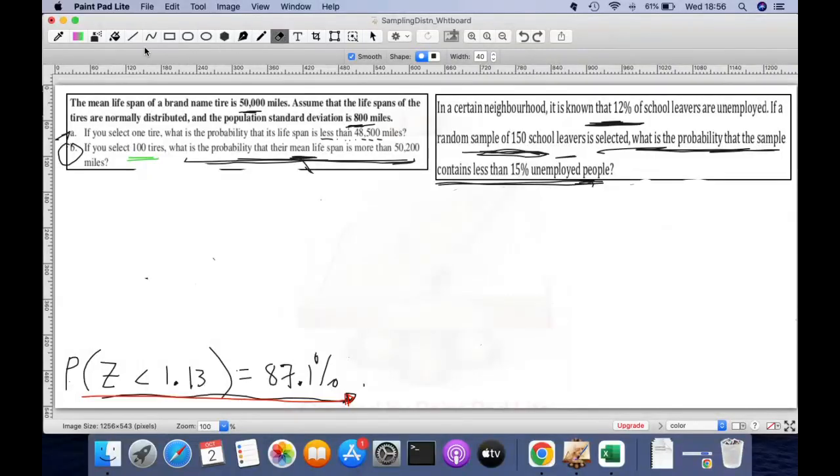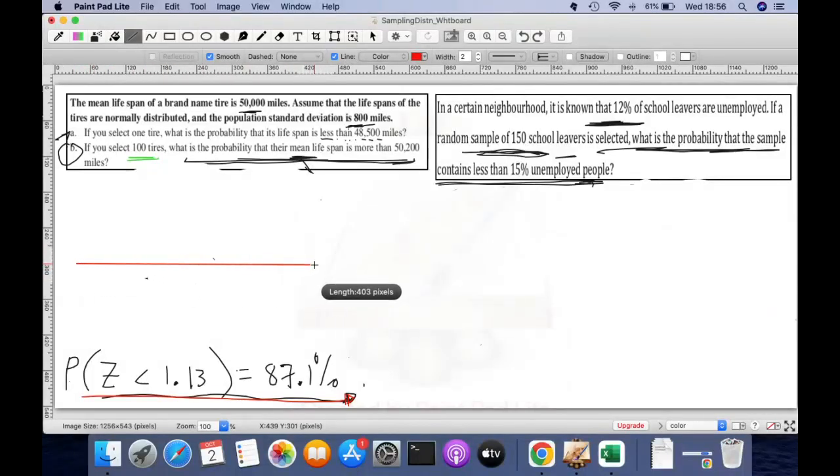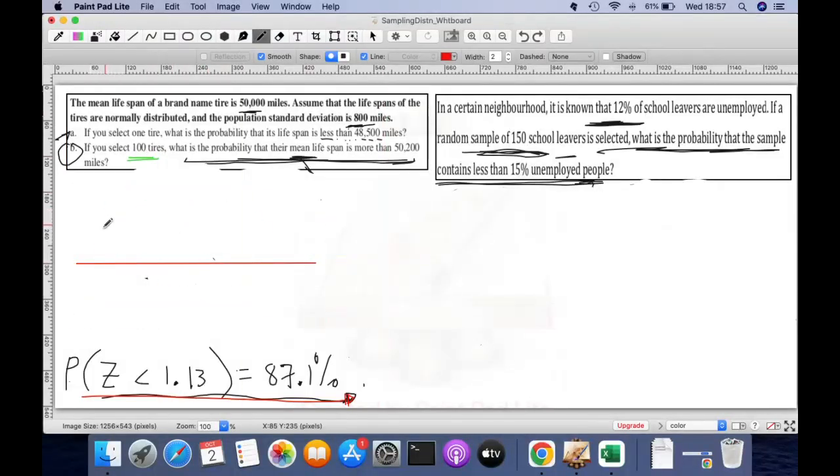Cool. All right. So first things first, let's sketch the curve. And sorry for using red. I'm going to draw the bell-shaped curve here. Okay, so remember on the horizontal axis is our Z value, which is centered at 0. And then I want to know what is the probability that Z is less than 1.13.